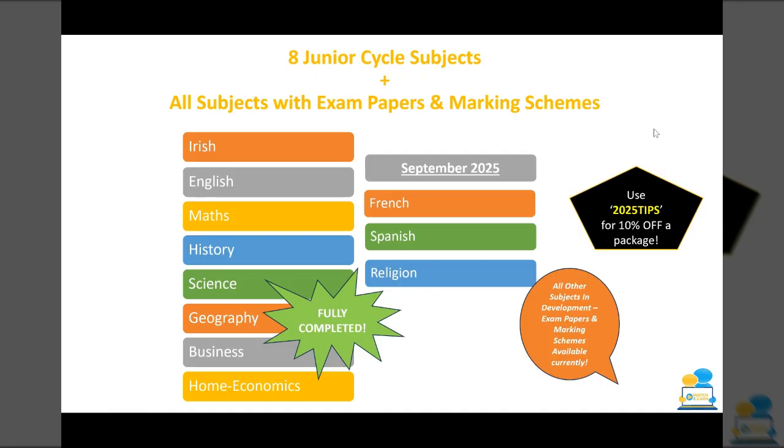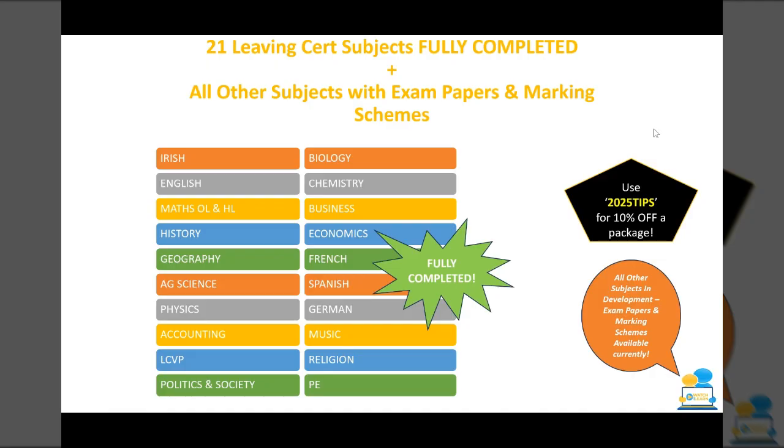That's your junior cycle subjects, all fully completed, ready to go. And there's your Leaving Cert subjects. Again, nearly every subject is catered for there, 21 in total. So again, all have marking schemes, exam questions, quizzes, videos and PowerPoints.